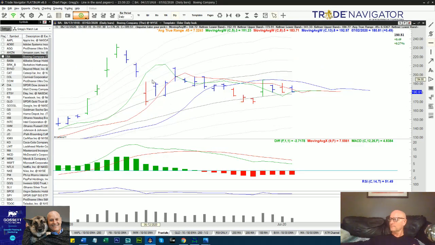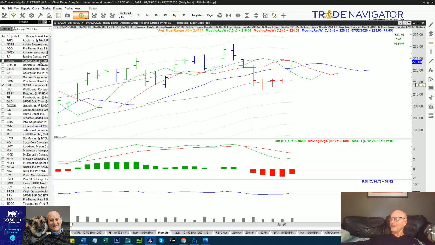Boeing, well, you are starting to get some intertwining here. Here would be a fractal to the upside. Here's a high, two lower highs to the left, two lower highs to the right. So right here would be a fractal to the upside. Here's a low with two higher lows to the left, two higher lows to the right. This would be a fractal here. Alibaba, a little bit of sideways motion. We are starting to curve. So a close below here would be the fractal to the downside. A close above here would be the fractal to the upside.